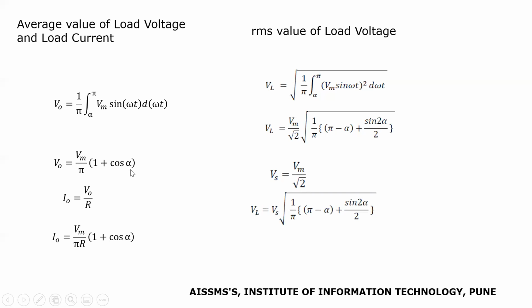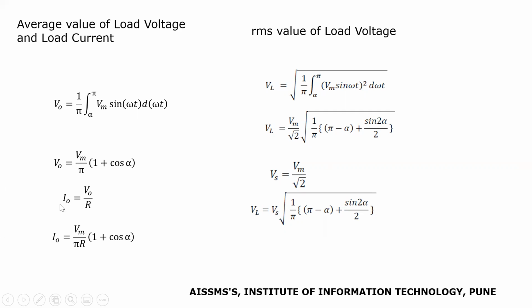When we solve this equation, we get the output voltage V0 as Vm upon pi into 1 plus cos alpha. So what we are observing here is that the output voltage depends on the firing angle alpha. So as we vary the firing angle alpha, the output voltage V0 will also get varied. In this way, we are getting a variable DC output voltage as well as a variable DC output current. In this case, as we have connected a resistive load, the average load current is given as I0 is equal to V0 upon R.